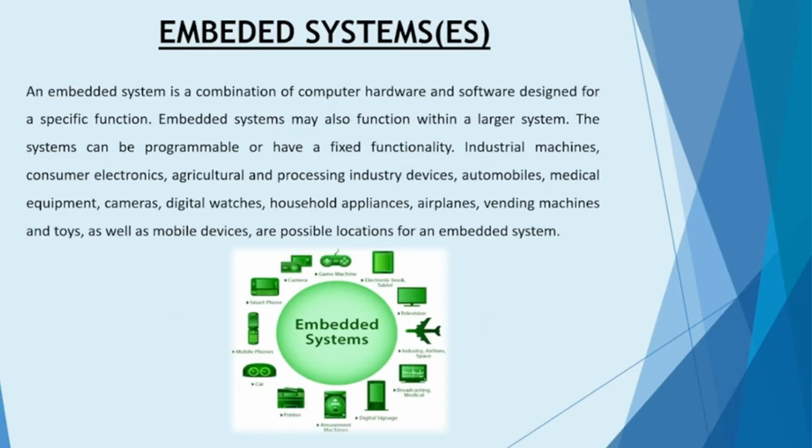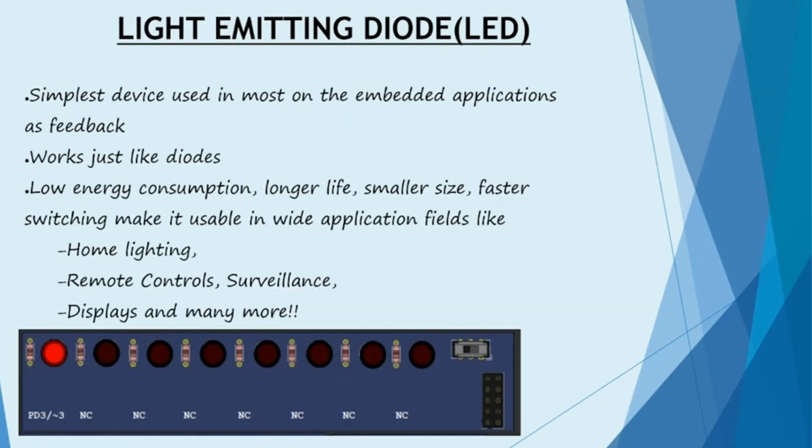The embedded system. As everyone knows, an embedded system is a combination of computer hardware and software designed for a specific function. The systems can be programmable or have a fixed functionality, and industrial machines, consumer electronics, agricultural systems, and everything can be dependent on this, and we can do simple coding and make an embedded system project.